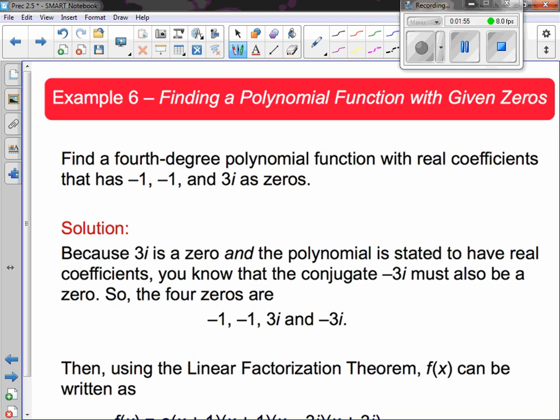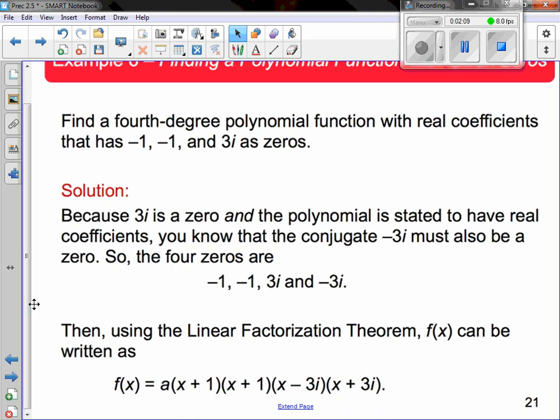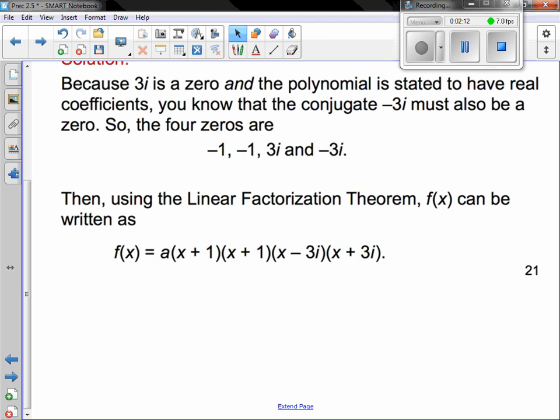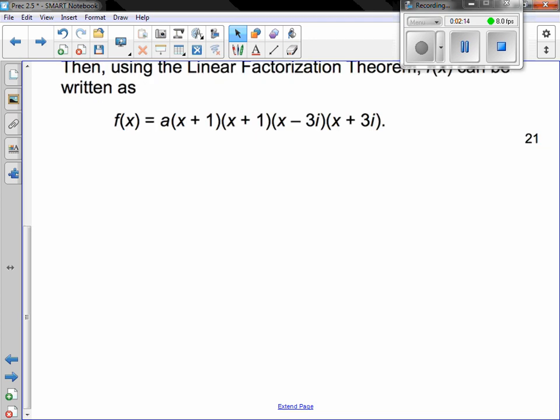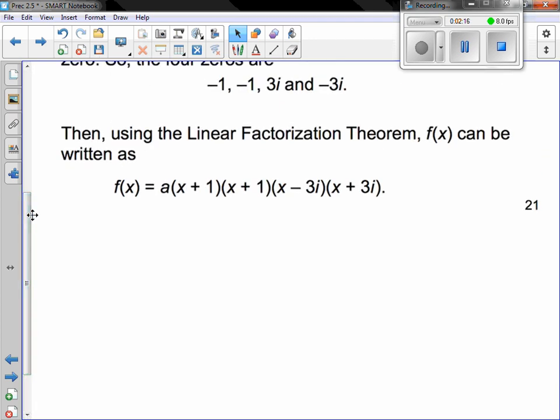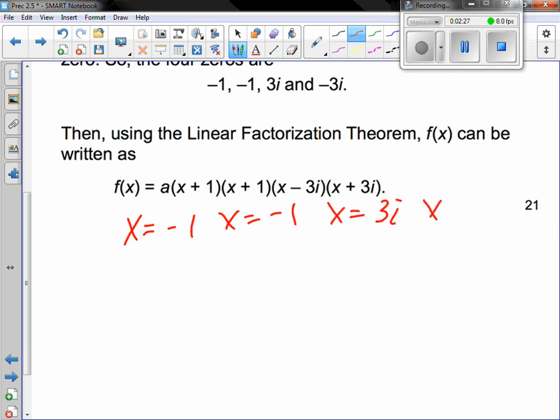If 3i is a zero, then the polynomial is said to have real coefficients. So negative 3i is a conjugate, so we have negative 1, 3i, and negative 3i as our four zeros, as our four factors. Now we can rewrite them as this here. So essentially, we set them equal to x. So x is equal to negative 1, x is equal to negative 1, x is equal to 3i, and x is equal to negative 3i.